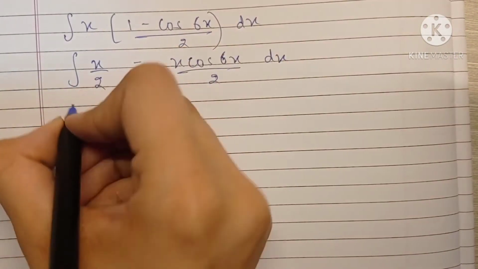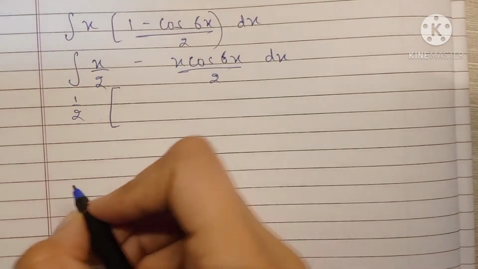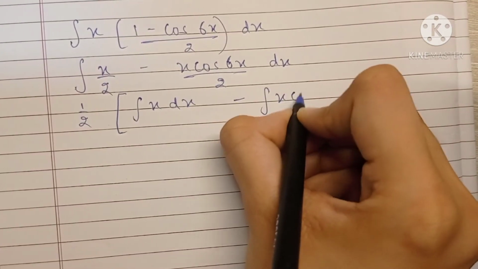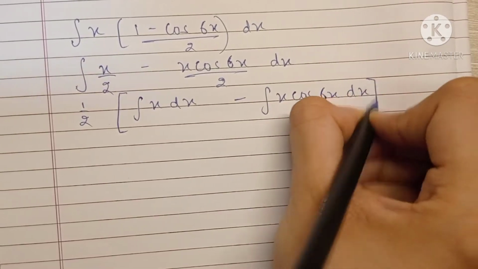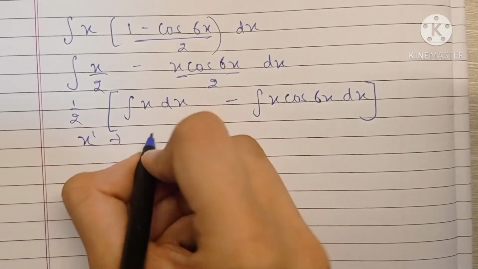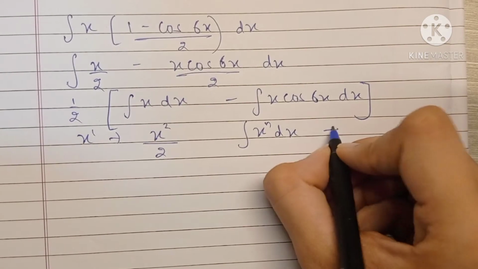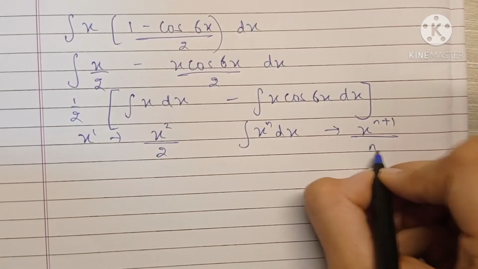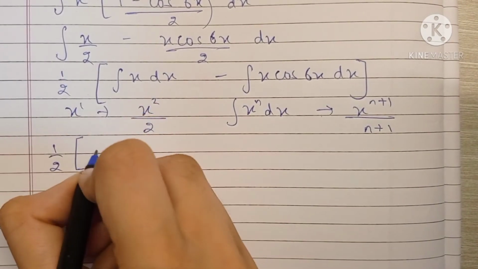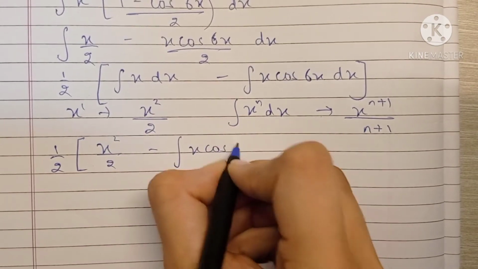Now we have 1 by 2, we can take it outside because it's a constant, and we can integrate these two separately. Integration of x dx minus the integration of x cos 6x dx. Now we know that the integration of x would be x raised to 1 becomes x square by 2, because the integration of x raised to n is x raised to n plus 1 upon n plus 1. So we have 1 by 2 into the bracket, we have x squared by 2 minus the integration of x cos 6x dx.